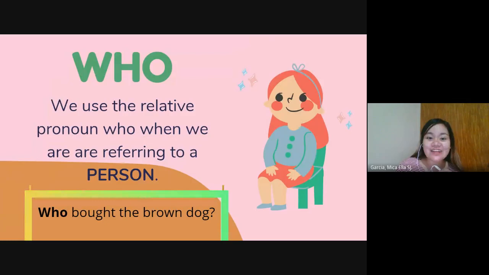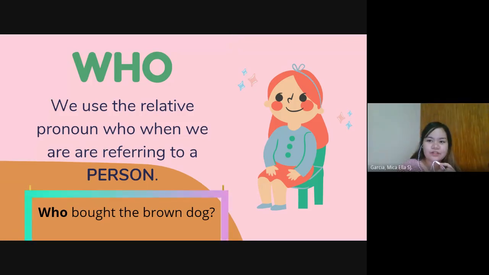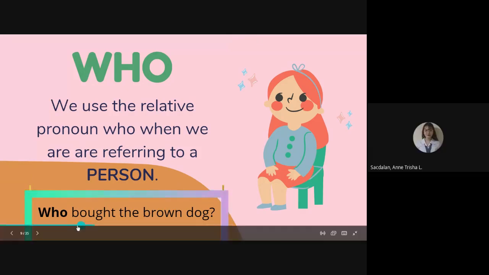Then we have here the relative pronoun who. We use the relative pronoun who when we are referring to a person. In the previous one, we use the which to refer to a thing. On the other hand, we have here the relative pronoun who, which we use to refer to a, again, person po. Person. Very good. Will you please read the sentence below, Aunt Tricia? Who bought the brown dog?